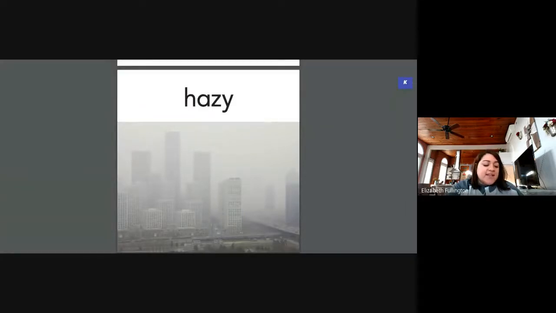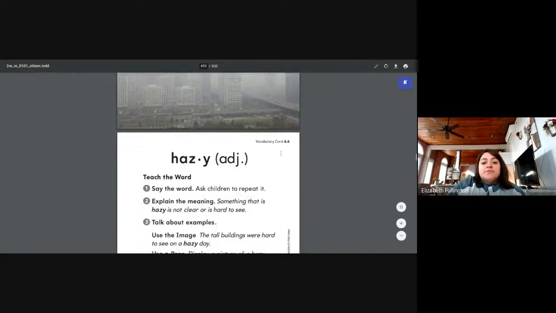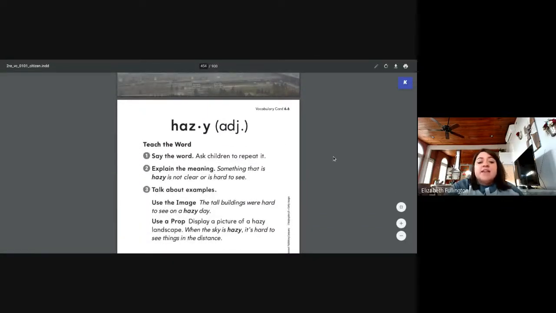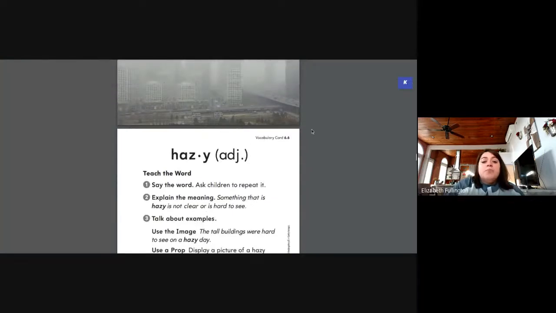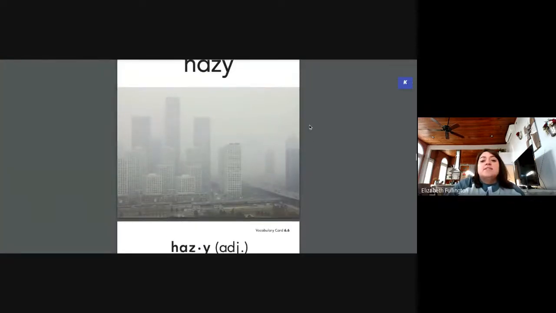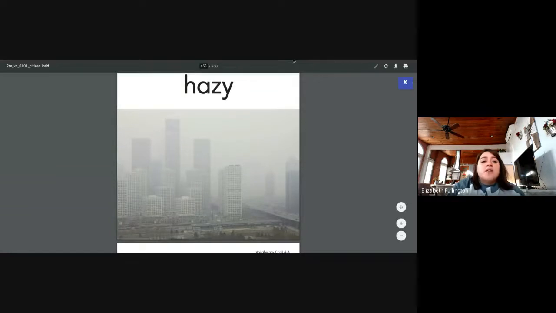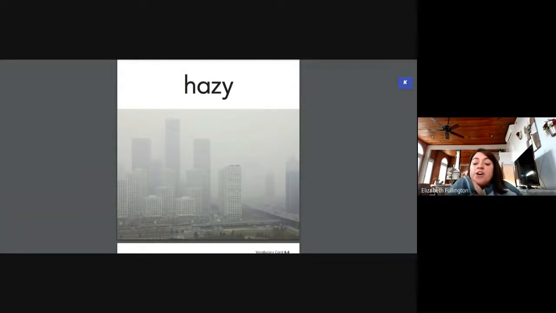So hazy is an adjective. Something that is hazy is not clear or is hard to see. It says here in the images, the tall buildings were hard to see in the hazy day. So another word for hazy could be foggy.